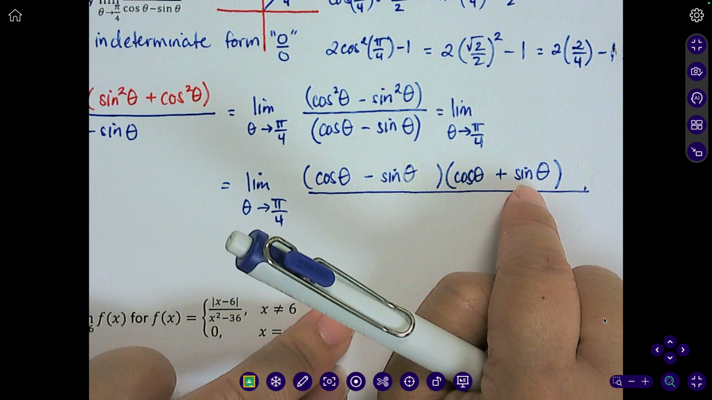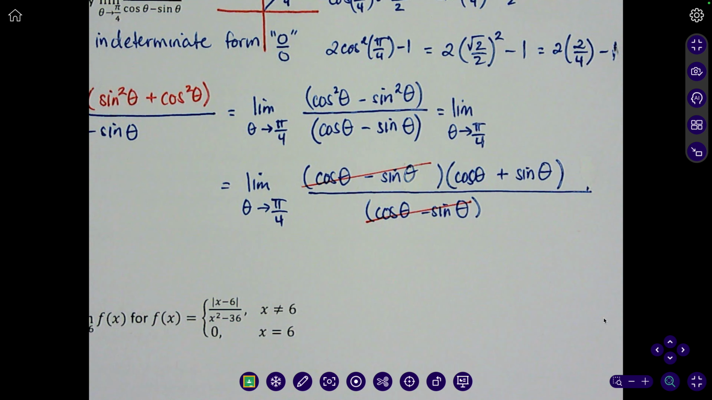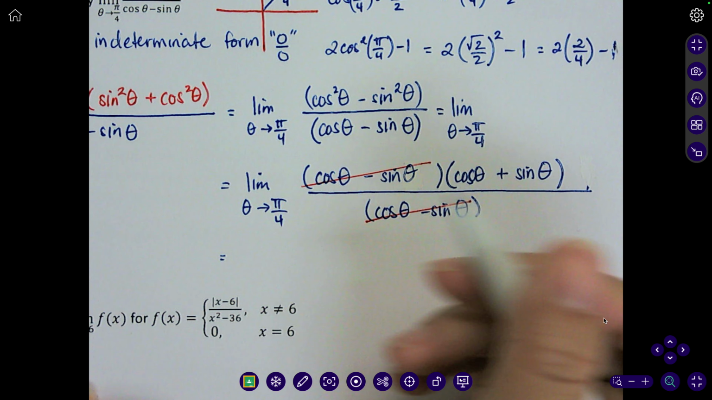Your sum, your middle term, is going to cancel out because you have cosine times sine, so that's a positive cosine theta sine theta, and then you have a negative of the same thing. It will cancel out, okay? And then on the bottom, I have cosine of theta minus sine of theta, like that. Well, this cancels out. Okay? You can cancel factors, but you cannot cancel terms, okay? When you have a difference or a sum.